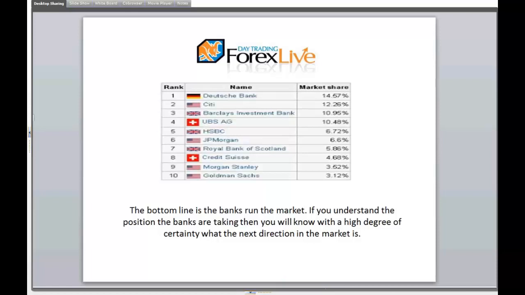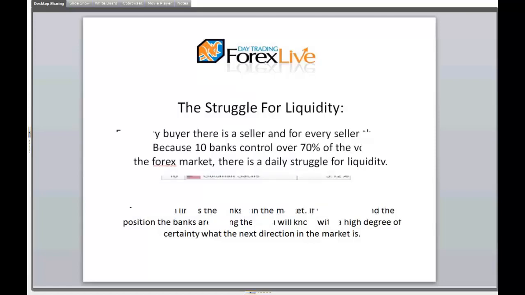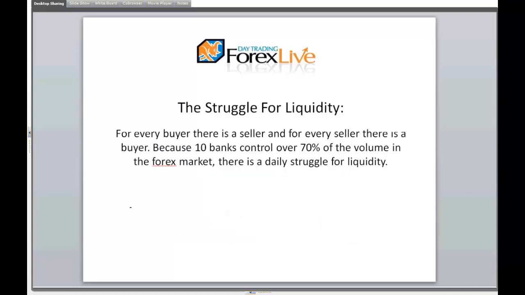Like we have written here, if you understand the position the banks are taking, then you will know with a high degree of certainty what the next direction in the market is. And that's a simple conclusion. If you know what the people that control 70% of the market are doing, then you'll know the next direction of the market. This is not a secret. This is not a hidden fact. This is a fact that's in front of everybody. Again, that's a Wikipedia screenshot of the top 10 traders in the Forex market.